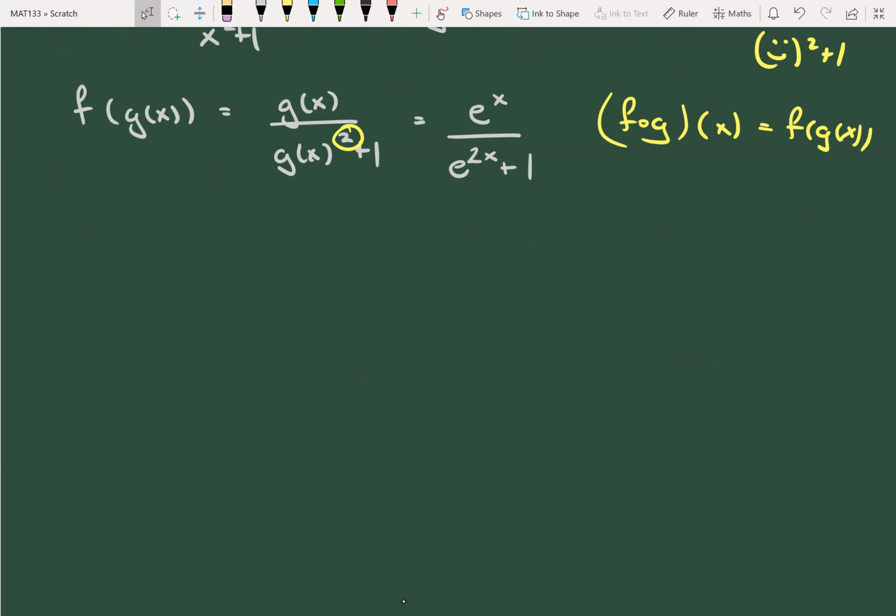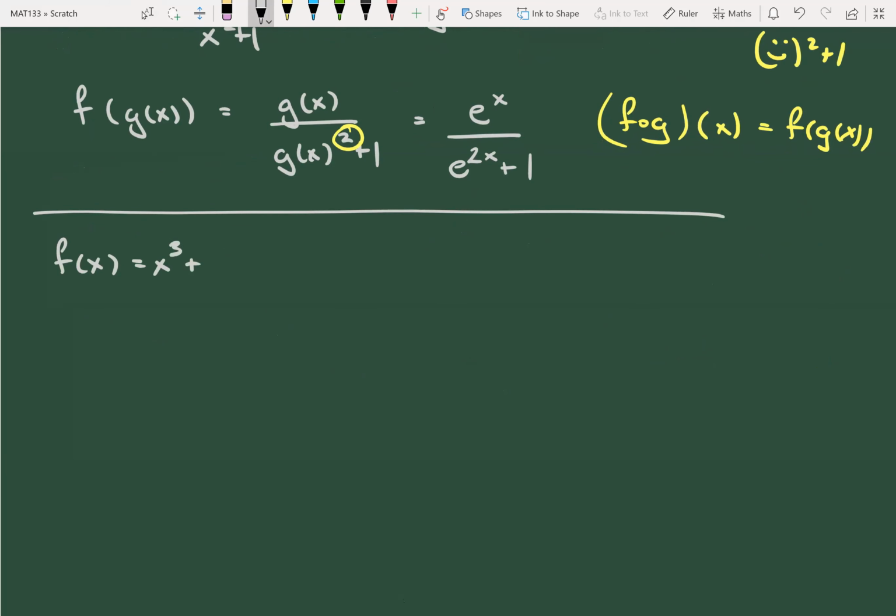Okay, so let me rewrite the question for you so you can see what's going on. So f of x is equal to, and you'll be able to hear my laptop get better in a second because I've stopped screen sharing. So what is f inverse of 1?